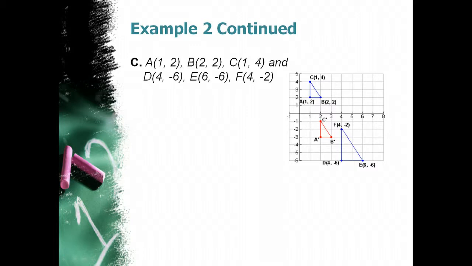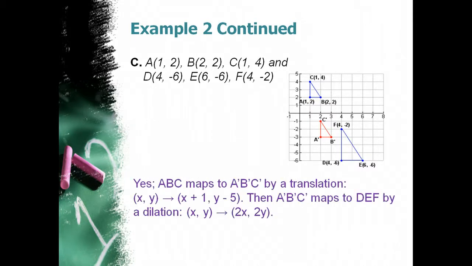Let's look at these triangles. We have 3 triangles here. We have (1, 2), (2, 2), and (1, 4) for triangle ABC. And DEF is (4, -6), (6, -6), and (4, -2). This is a similarity mapping or transformation. If we map ABC to A'B'C' by a translation, we would have (x + 1, y - 5). And then we can map this to DEF by a dilation, (2x, 2y).